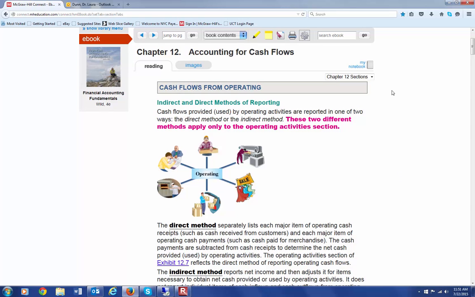And we're going to talk about cash flows from operating activities, but let's talk about indirect and direct methods that are used to do that. So cash flows by operating activities are reported in one of two ways, direct or indirect. And this is only for cash flows from operating activities, not the other two types of activities.